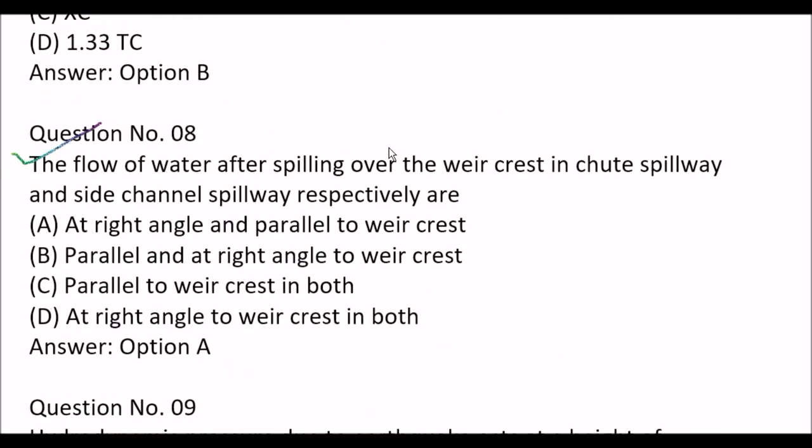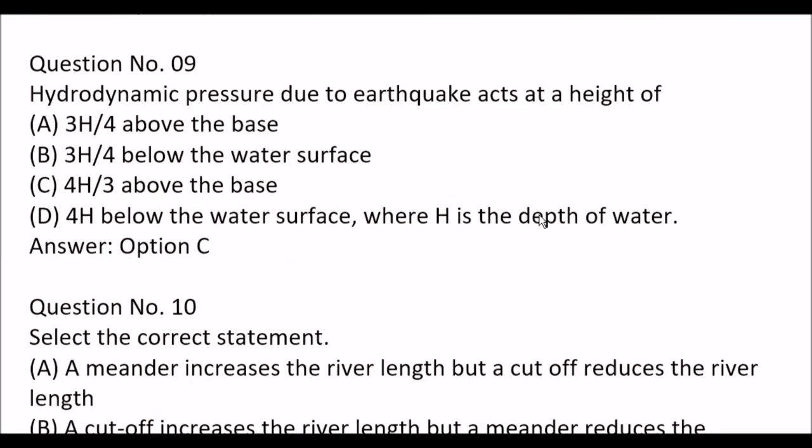The flow of water after spilling over the weir crest in an ogee spillway and side channel spillway respectively are option A, at right angle and parallel to weir crest. Option B, parallel and at right angle to weir crest. Option C, parallel to weir crest in both. Option D, at right angle to weir crest in both. Right answer is option A, at right angle and parallel to weir crest. Next question.